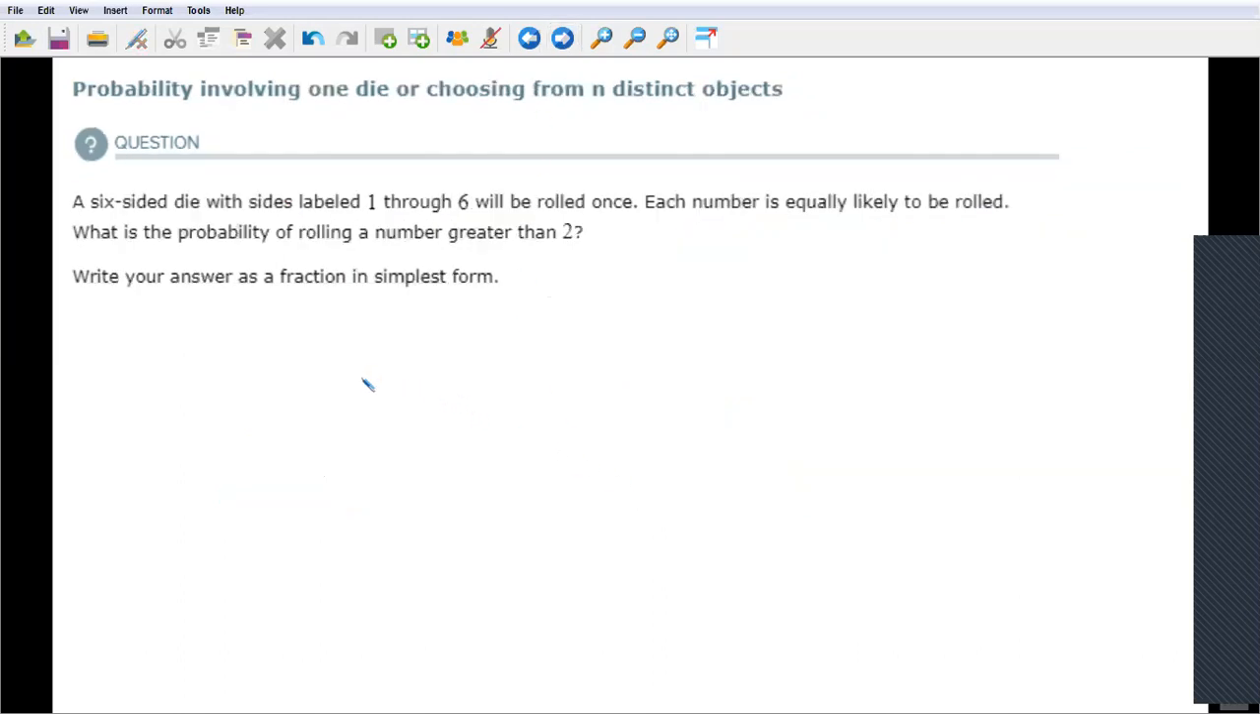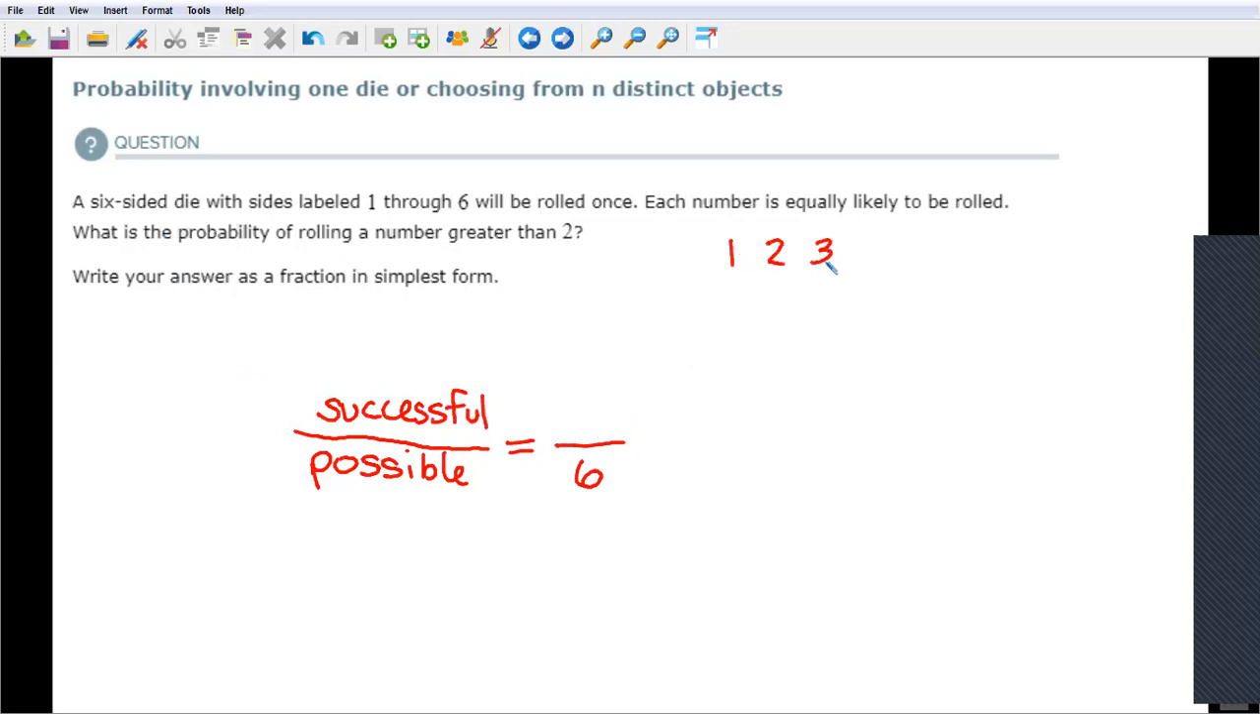This one here says a 6-sided die with sides labeled 1 through 6. So a standard die. And it says each number is equally likely to be rolled, which means that it's a fair die, so to speak. The question that we're asked here is, what's the probability of rolling a number greater than 2? Well, if we have a 6-sided die, the possible outcomes are the numbers 1 through 6. And if we're looking at which outcomes would give us a number greater than 2, we would have to include 3, 4, 5, 6.